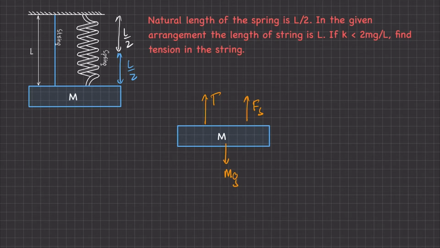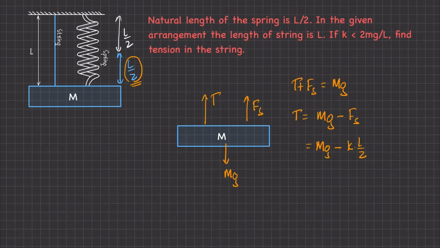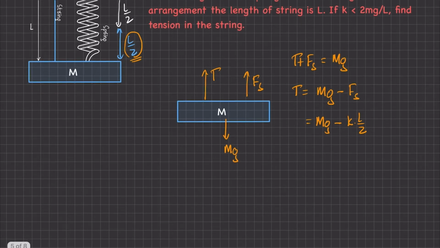Now at equilibrium, we can see T plus Fs will be equal to mg, right? That implies tension will be mg minus spring force. But what is the extension in the spring? It is L by 2, right? That implies tension is mg minus K into L by 2. Spring force is Kx, and x means extension. Here extension is L by 2. So this is the value of tension. We got the answer.